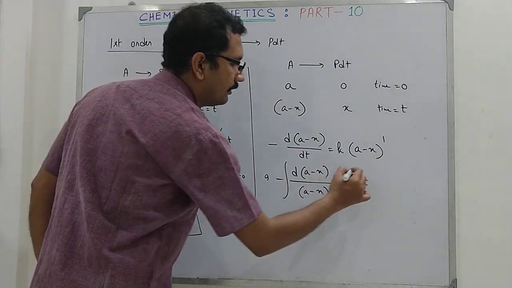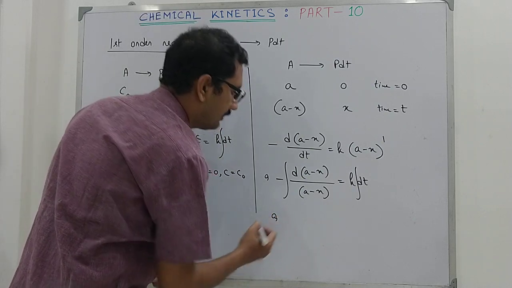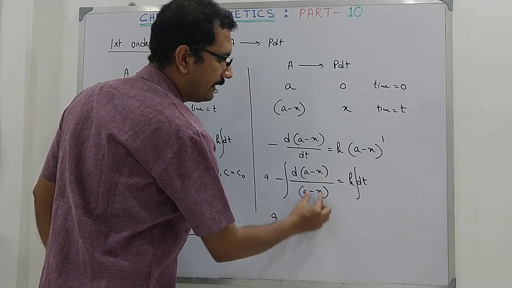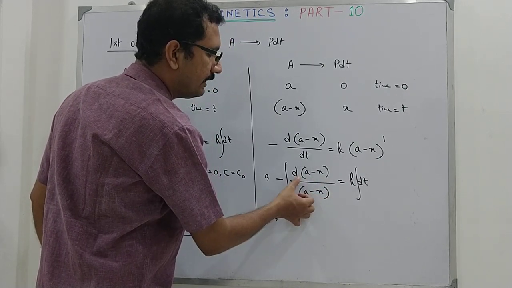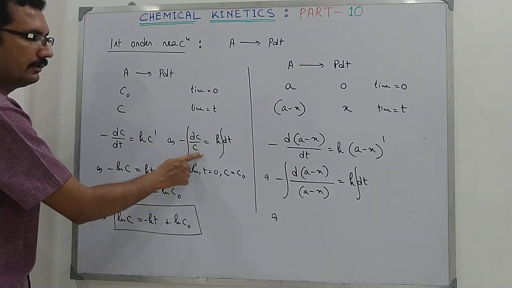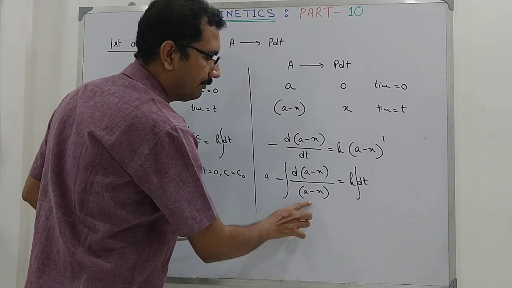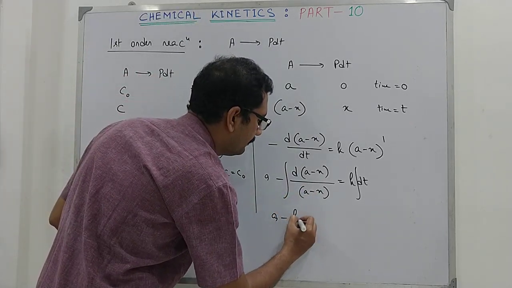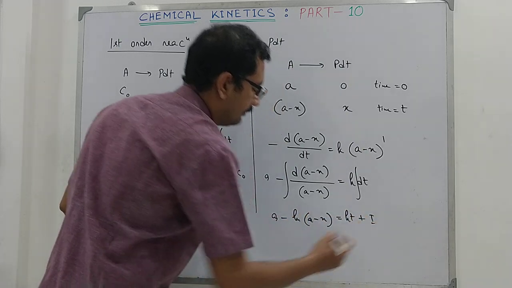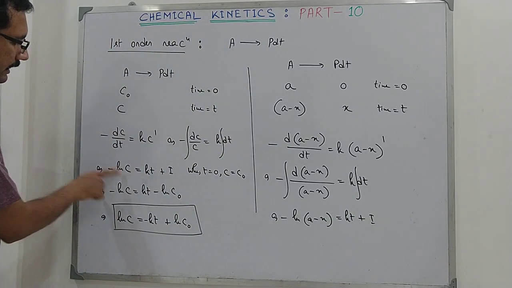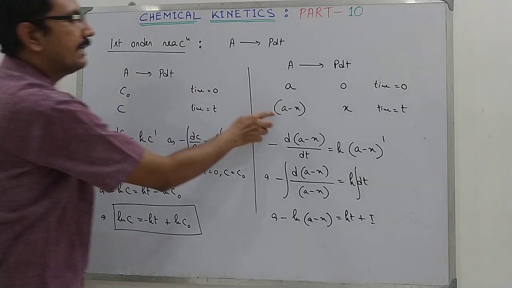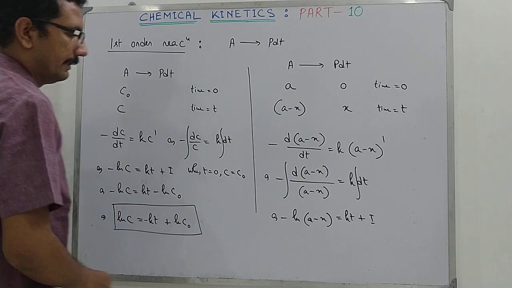Now after rearrangement we integrate. Now see, this and this one are the same thing. So if we consider it as Z, it is dZ by Z, like here it is dC by C. So this negative sign will have no impact. So we will have minus ln (A minus x) equals kt plus I. You see that here we have minus ln C. Now C is the remaining concentration of A, and here A minus x is the remaining concentration of A.